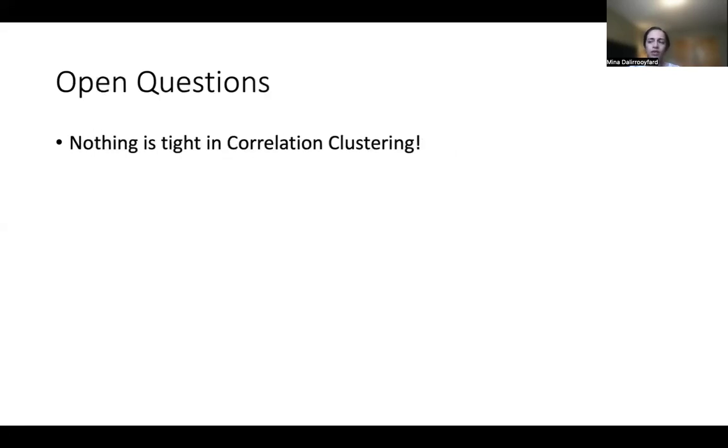Now, for open questions, basically nothing is settled in correlation clustering. There's still a lot of things to do. In the general setting, there's a gap in the approximation factor in each of these settings. We don't know what the best approximation is. Probably it's not 3. It can be made better. So there's tons to do.